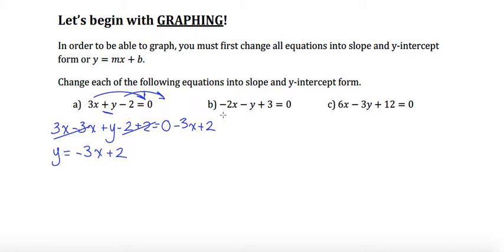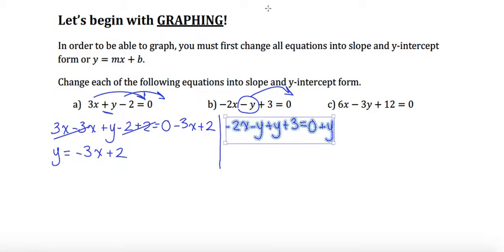For part B, I want a positive value of y. Right now it is negative on the left-hand side, so it's easier for me to go ahead and move the y to the other side. So in order to do that, I have to add y. So I have negative 2x minus y. To get rid of the y, I have to add it, plus 3. And again, whatever I do to the left-hand side, I have to do to the right-hand side. So I'm adding my y.